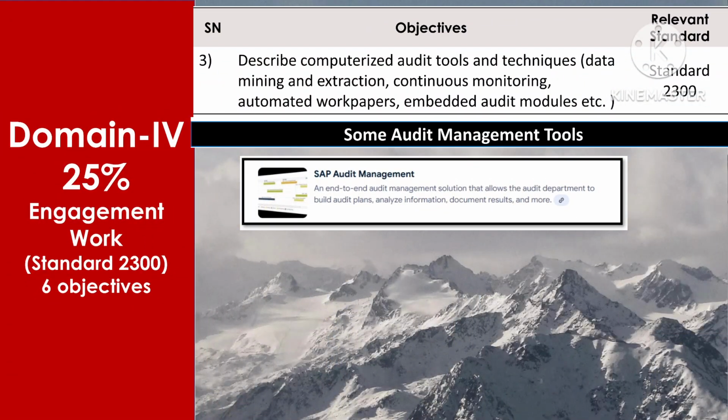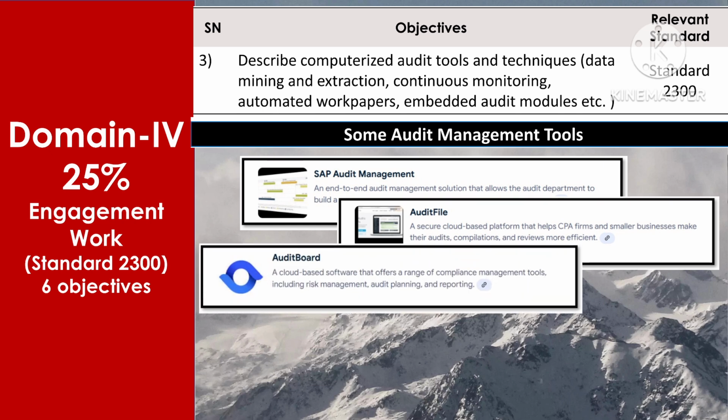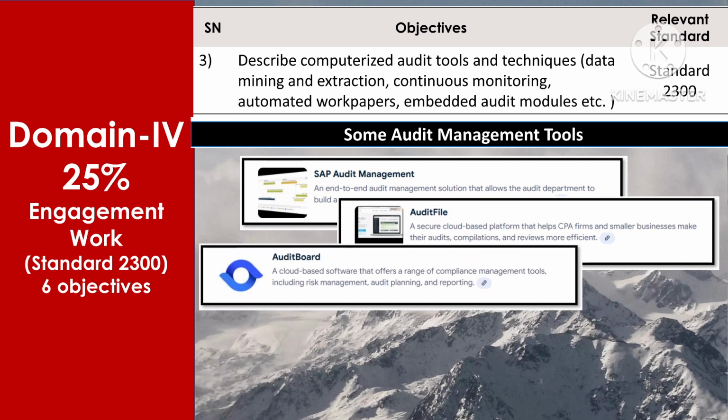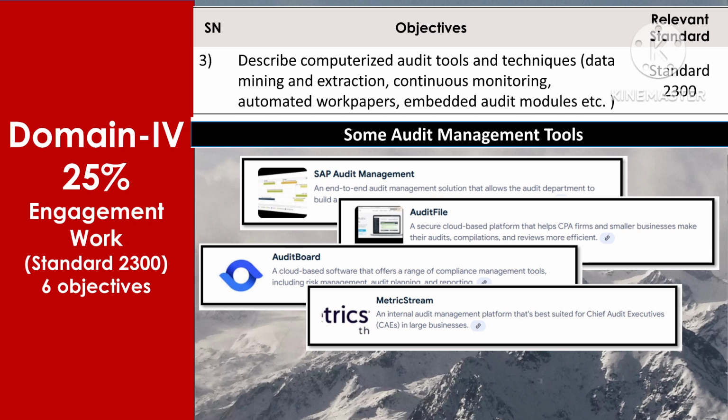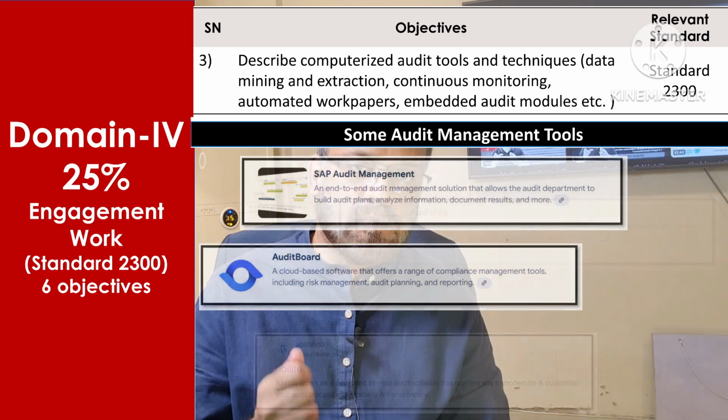For example, SAP Audit Management is there, AuditFile is there, AuditBoard is a cloud-based software, then MetricStream is there, an internal audit management platform best suited for the chief audit executives in large businesses. Then AB Lite is also a good internal audit software which is available in the market, and there are many more. I'm just giving you a few examples.